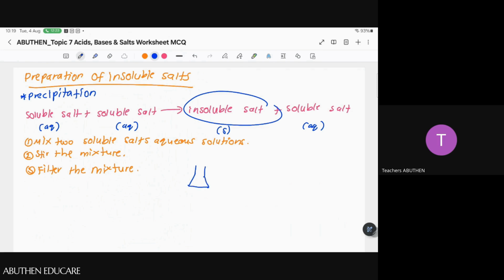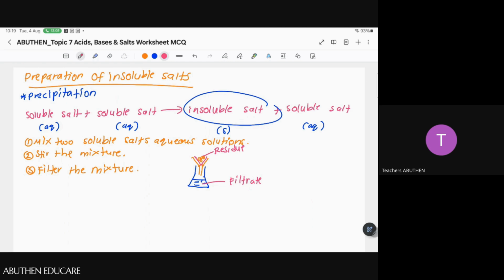Please make sure you know how to draw the setup of this apparatus because they did ask in the paper 6 question previously. When drawing, make sure you include the labels as well. Imagine I have a conical flask here, and then I have a filter funnel together with a filter paper. Then I have something inside here, and something on the top. This is when you are doing filtration. The aqueous solution that you get after the filtration, we call this a filtrate, and the solid that is left at the top here is called the residue.